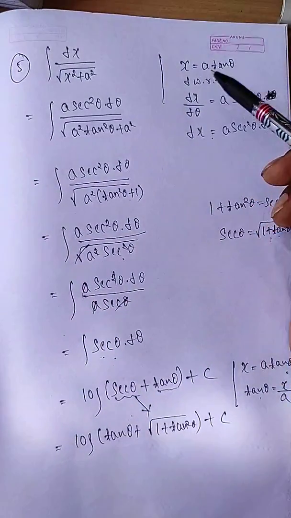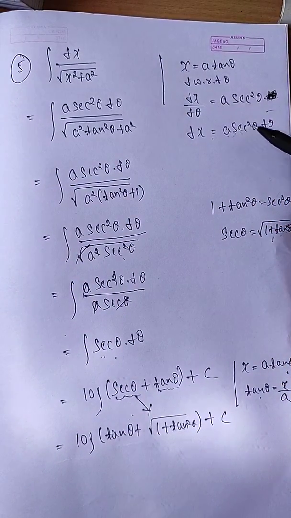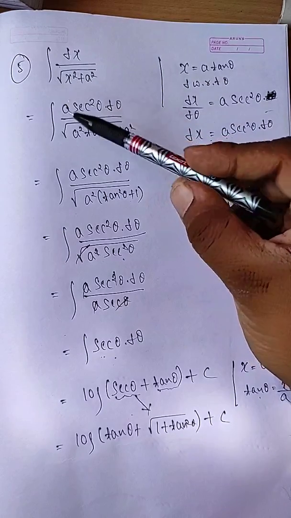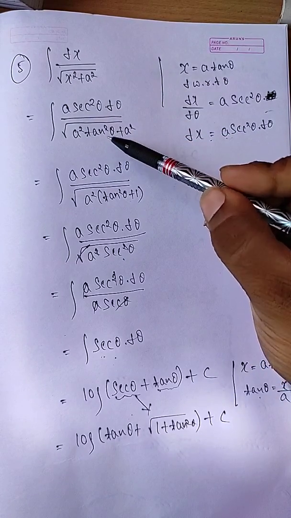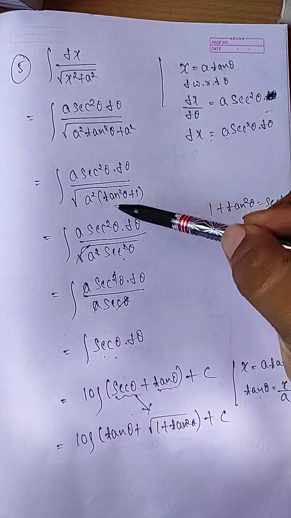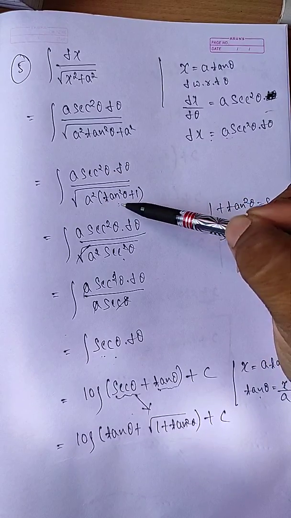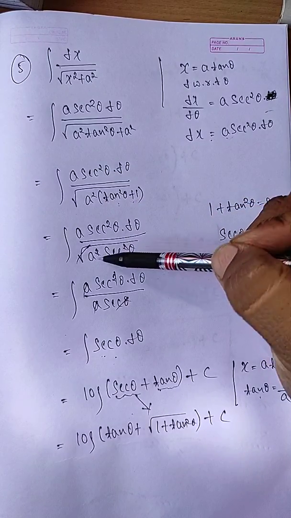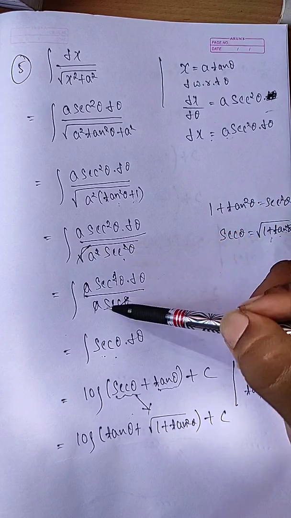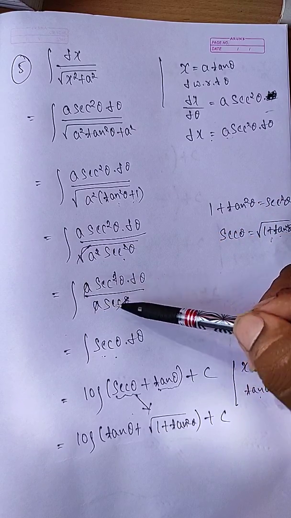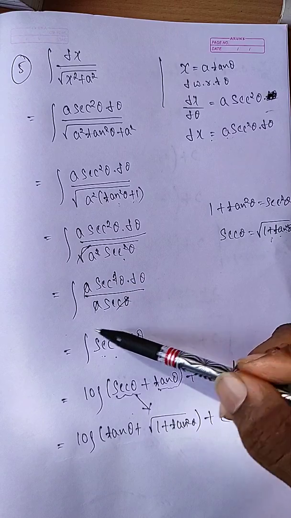Look, substituting x equal to a tan theta, dx is equal to a secant square theta d theta. We substituted a tan theta for x. Okay? I am taking a square as common. We get tan square theta plus 1, and tan square theta plus 1 is secant square theta. Square and root cancelled. So here we are left with a secant theta. A cancels, secant theta cancels. We get the integration of secant theta.